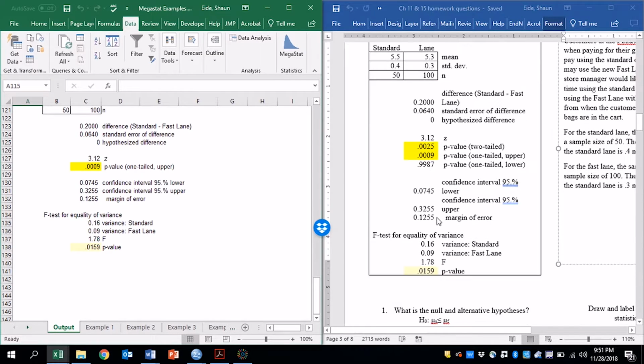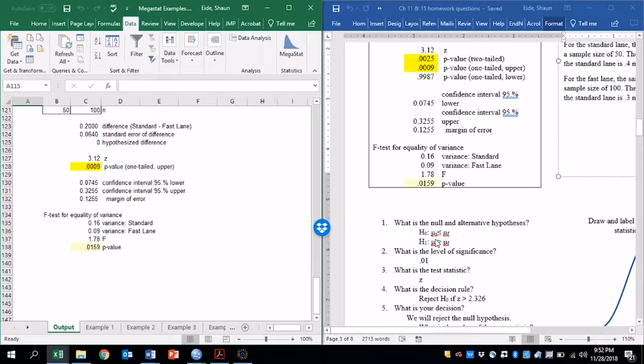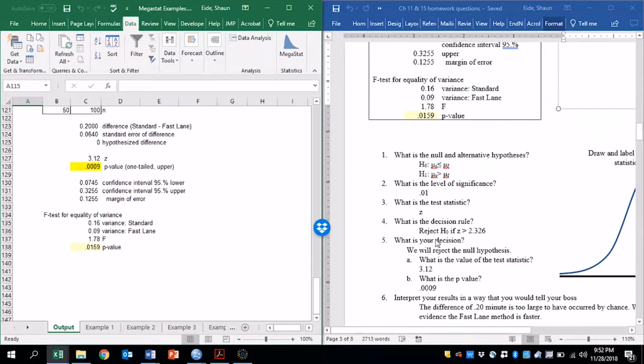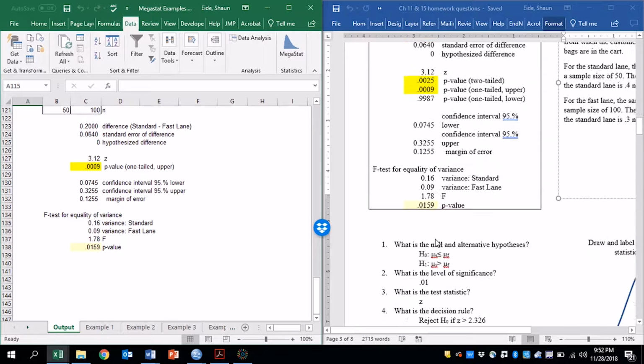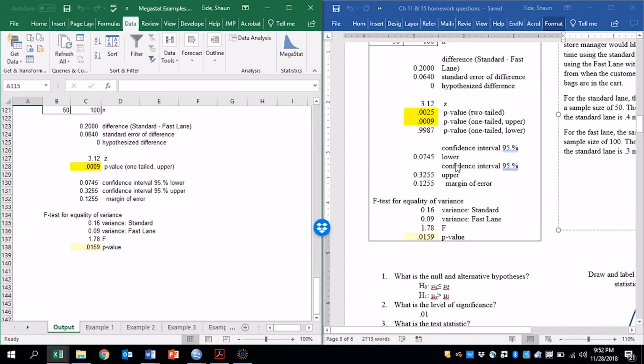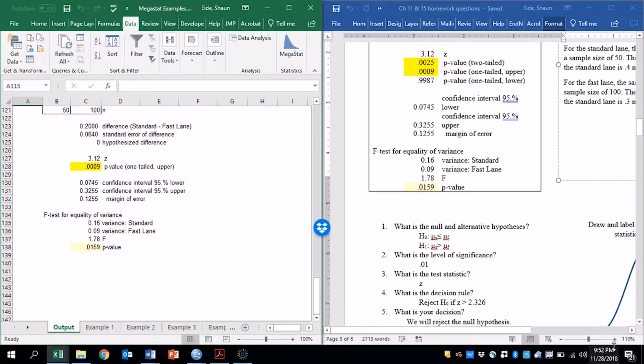So let's take a look at this. First of all, what is the null and alternative hypothesis? So let's zoom in here. Hold on. Having trouble zooming.